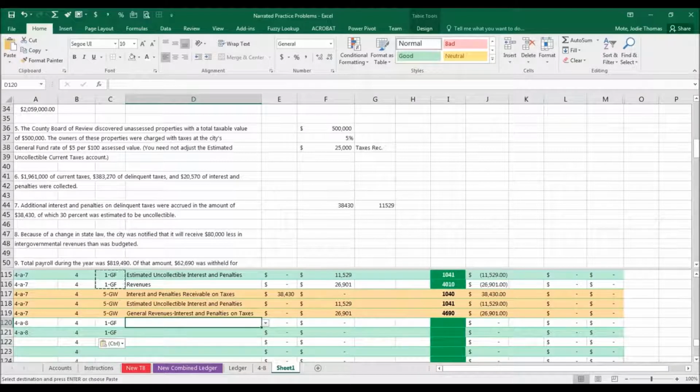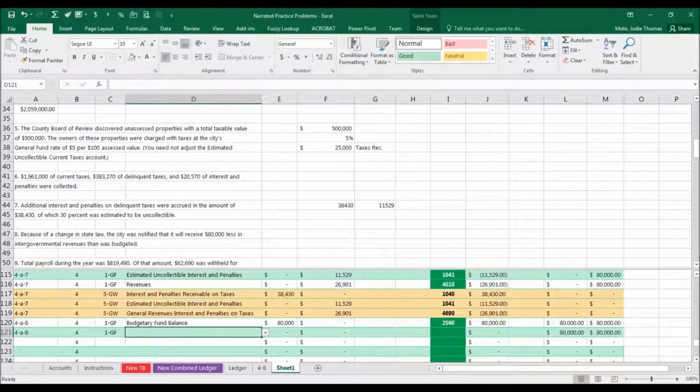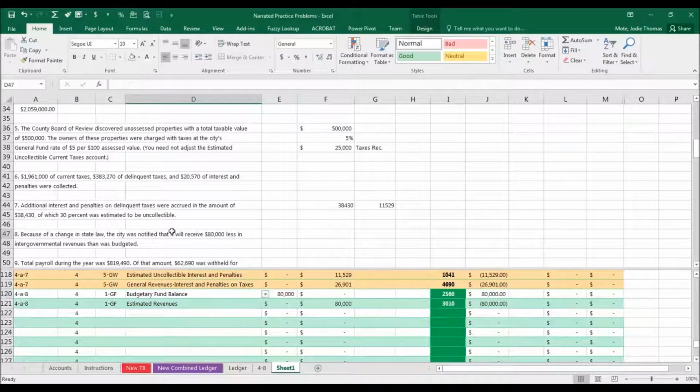So that means whereas we credited our budgetary fund balance earlier because we had more estimated revenues than we had appropriations, we need to bring that budgetary fund balance back down by debiting it here because we're talking about less estimated revenue than we originally had. So we're adjusting that budget. Budgetary fund balance, and we're crediting estimated revenues because we are reducing them, okay, because of this change in the tax law. All right.